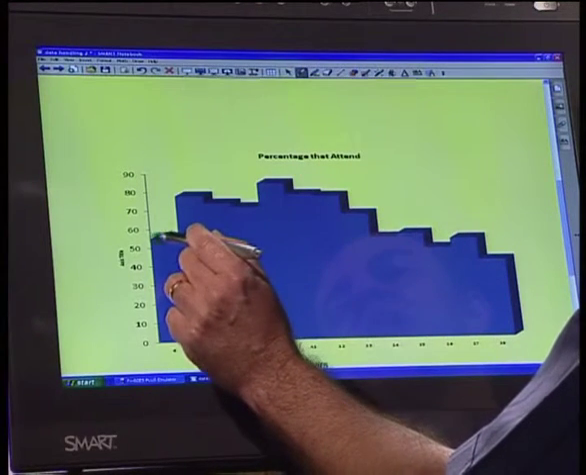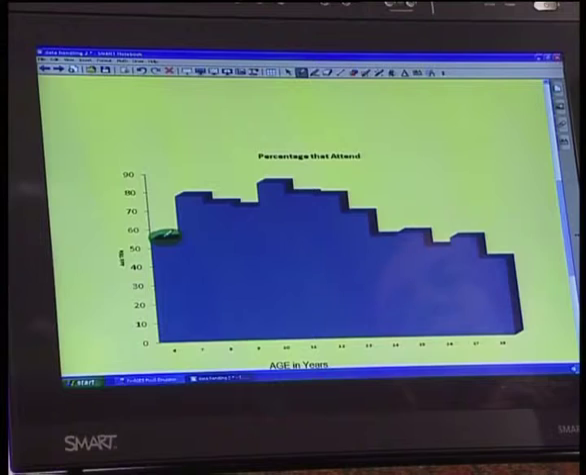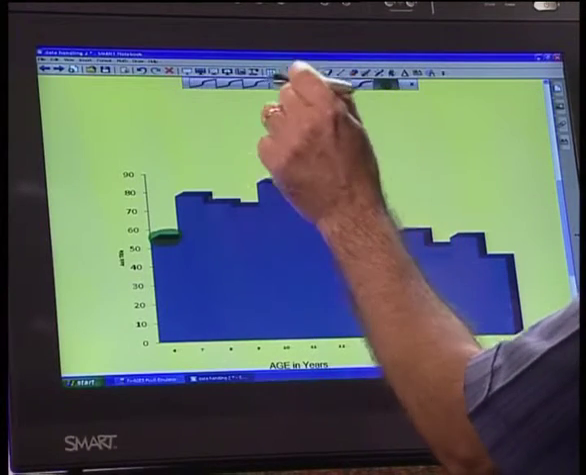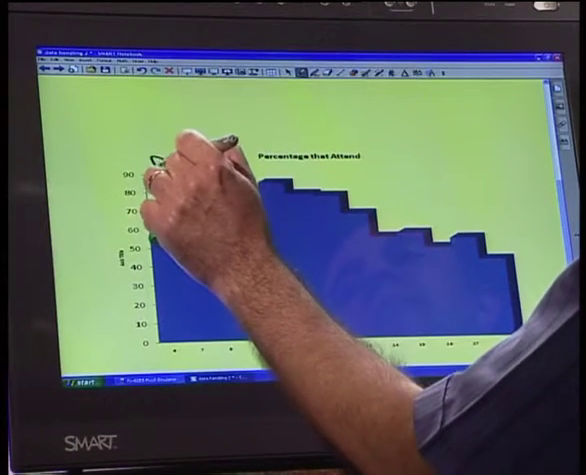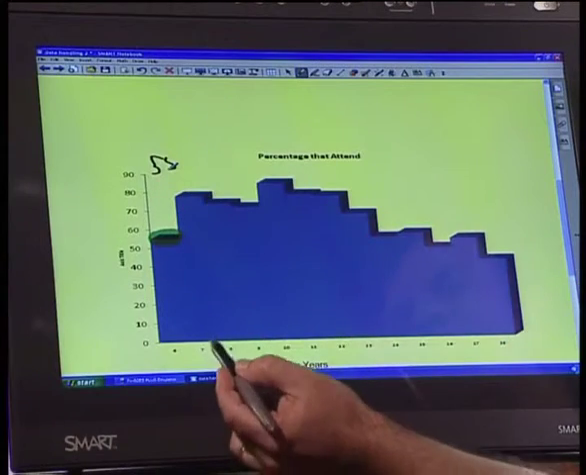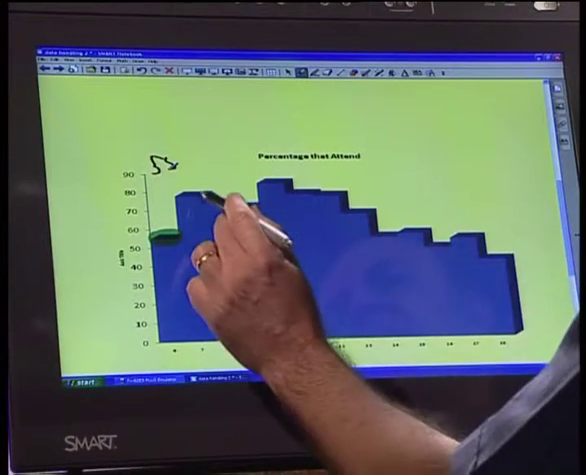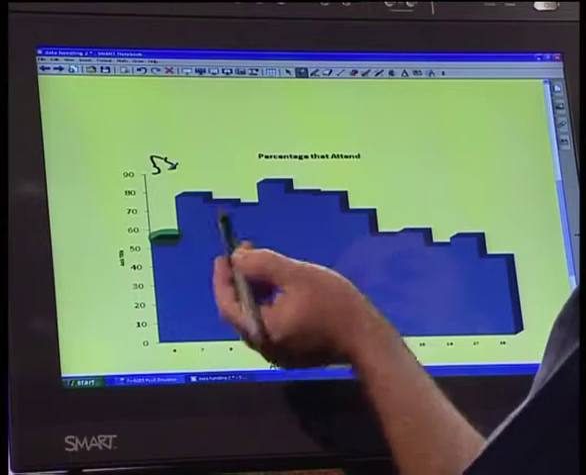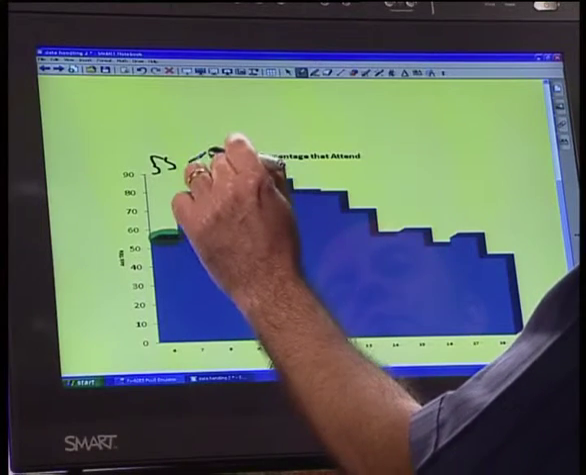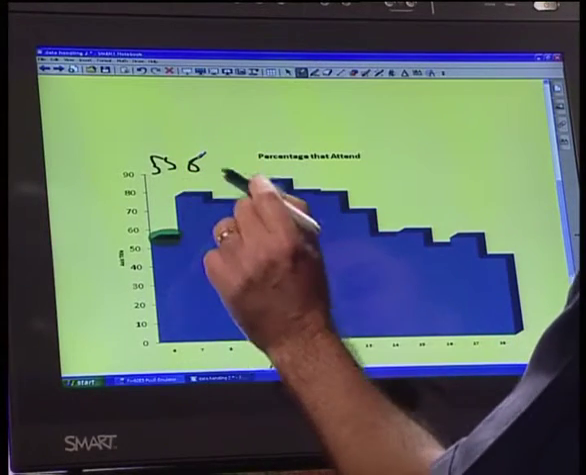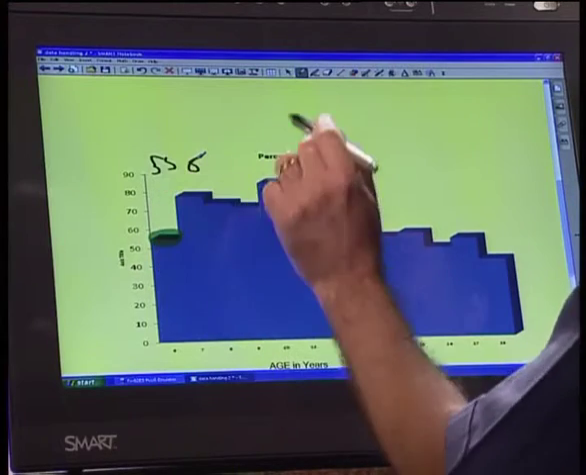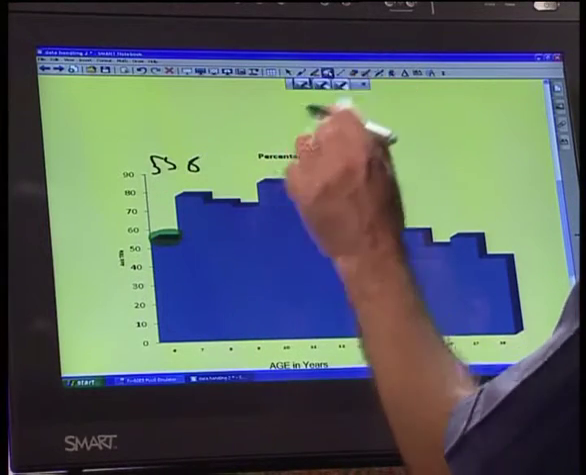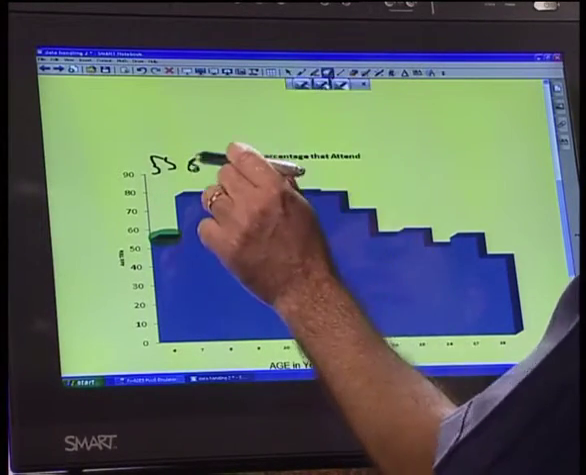The 55 mark is over here. 55 people who were aged 6 came to this presentation. When it came to 7 years of age, there were approximately, let's say, 87. Sorry, that will be 77 because it's between 70 and 80.